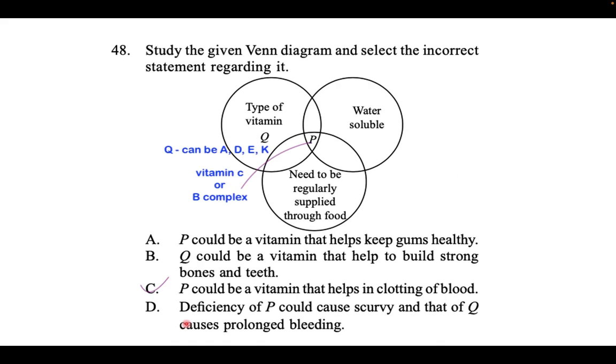P could be vitamin B complex or vitamin C, and Q could be vitamin A, D, E, or K. Vitamin C keeps the gums healthy, while vitamin D keeps our bones and teeth strong. Deficiency of vitamin C causes scurvy, and vitamin K deficiency causes prolonged bleeding, as vitamin K helps in clotting of blood.